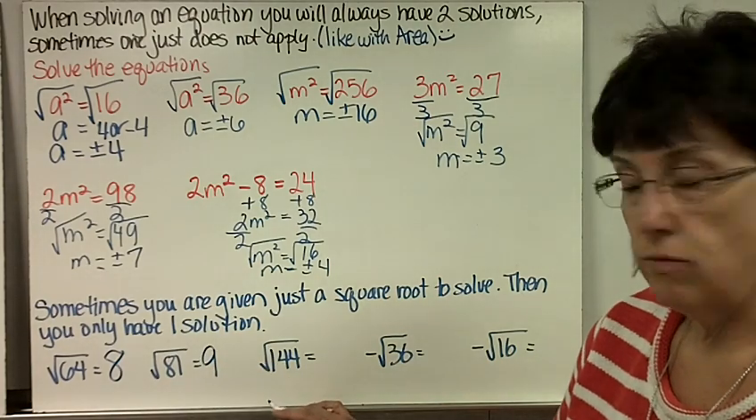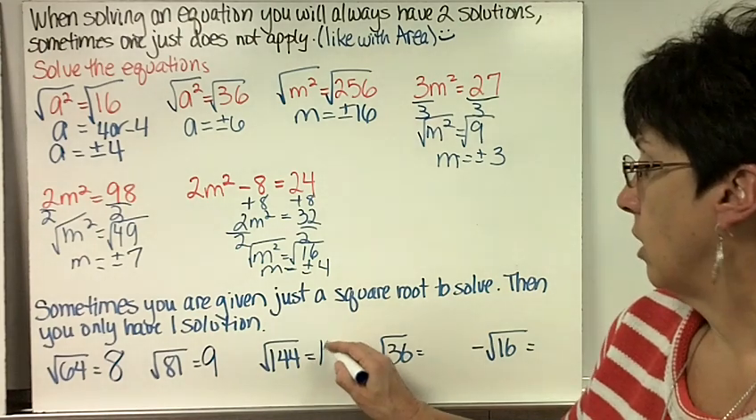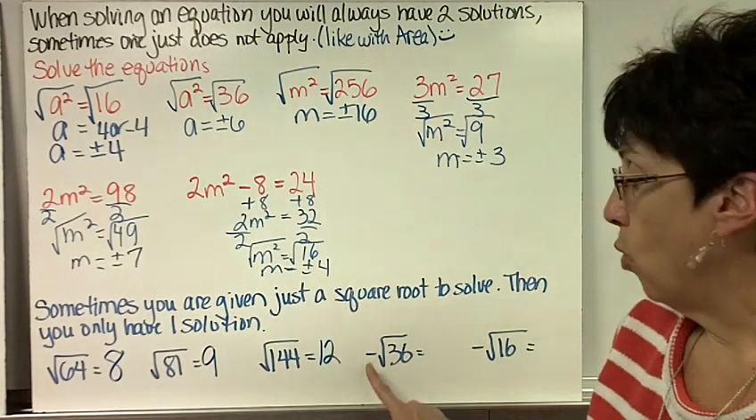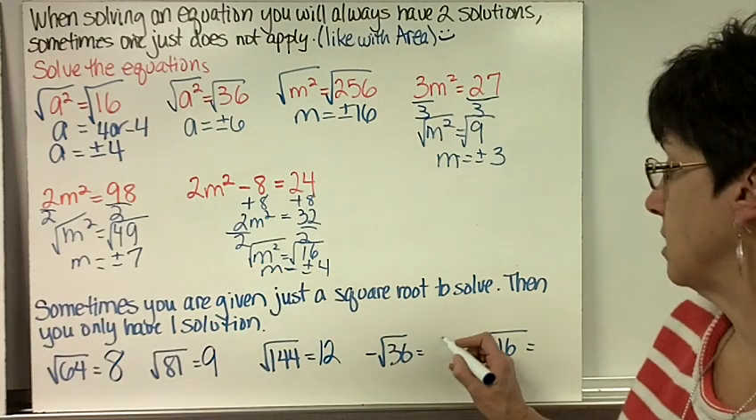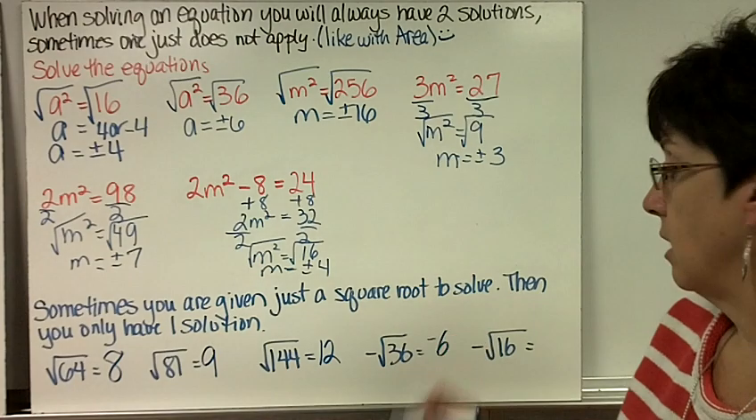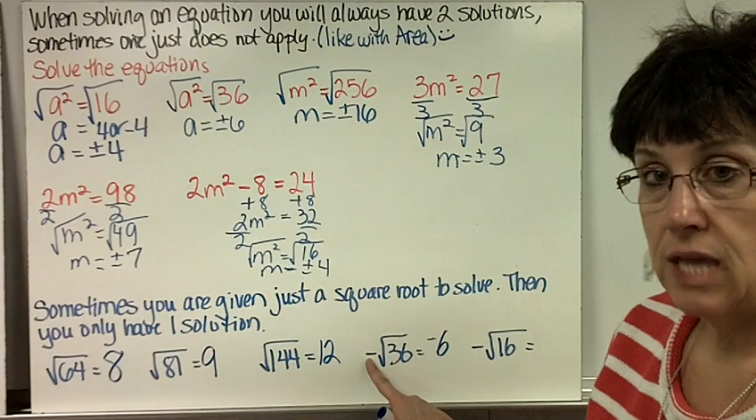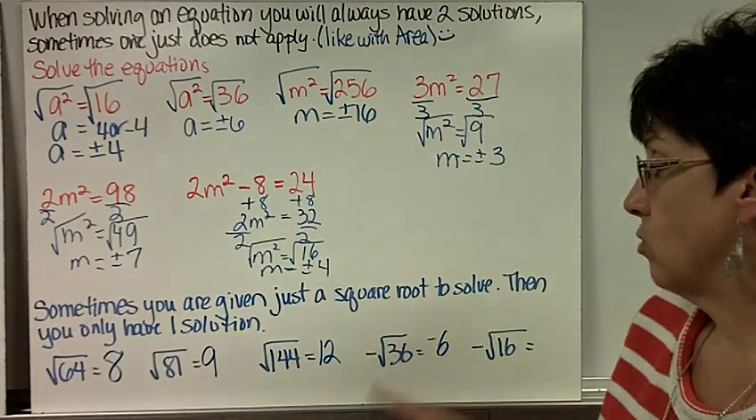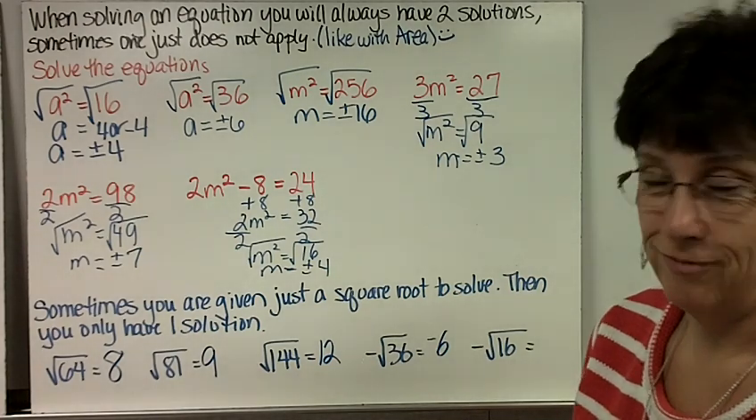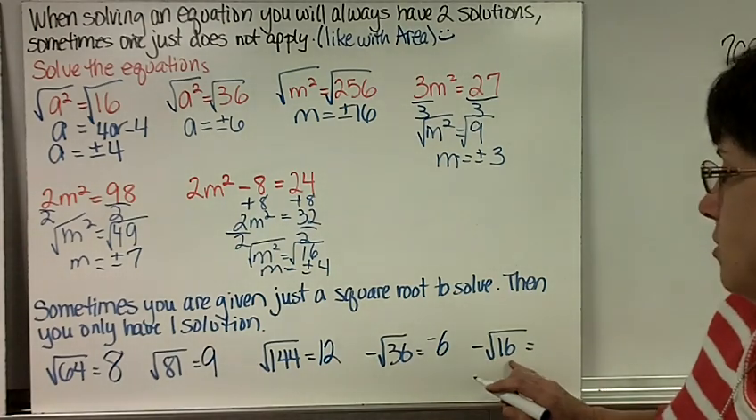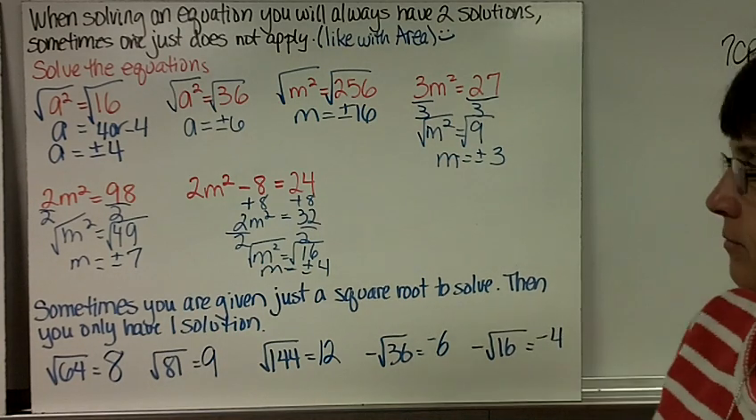What about the square root of 144? What times itself is 144? 12. This says, what is the opposite of the square root of 36? Well, the square root of 36 is 6, and the opposite would be negative 6. Notice the negative sign is outside of the radical. If we have a square root with a negative inside the radical, we have to wait until we're doing Algebra 2. All right, the opposite of the square root of 16? Well, it's going to be the opposite of 4.